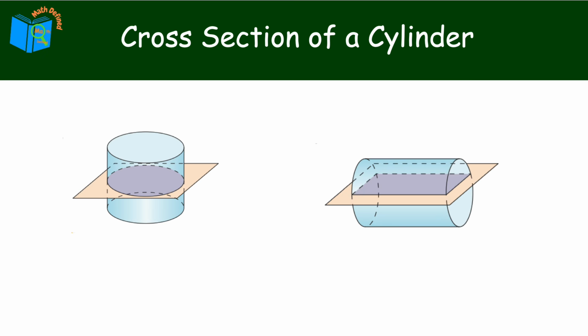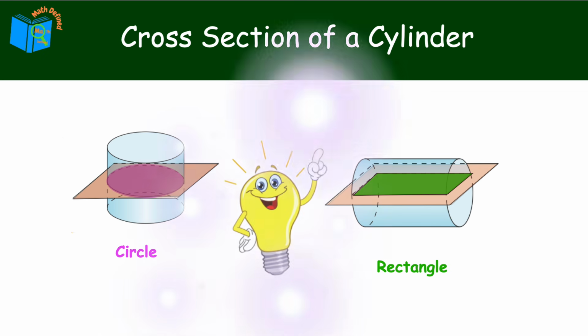Now let's take a look at a cylinder. If I slice it horizontally, parallel to the base, I get a circle. With the cylinder lying on its side, if I slice it straight down the middle, I get a rectangle. So the direction of the cut controls the shape of the cross-section. That right there is the big idea of today's lesson.